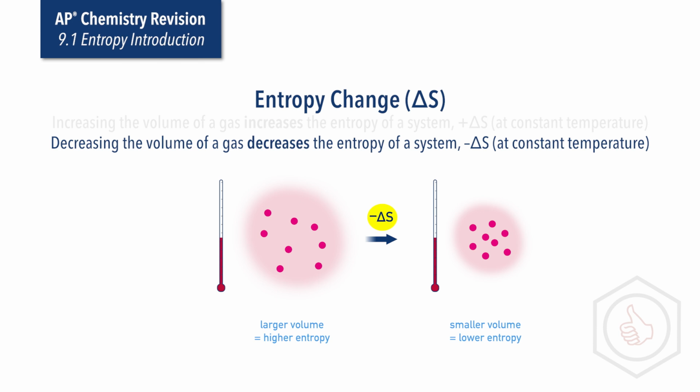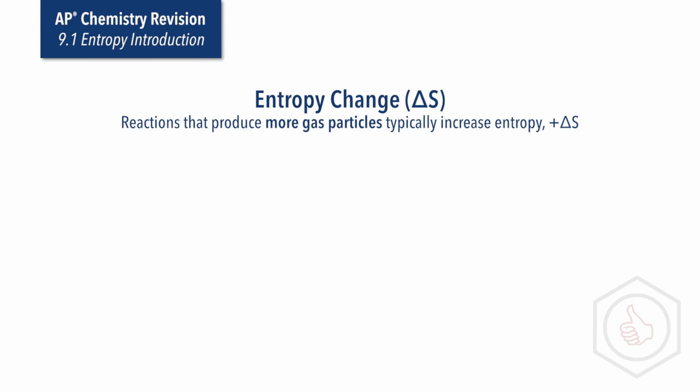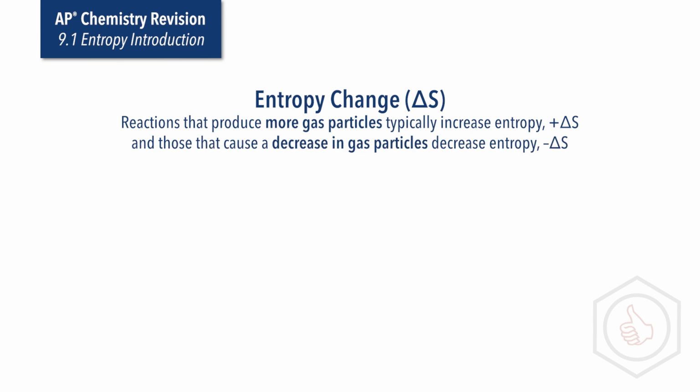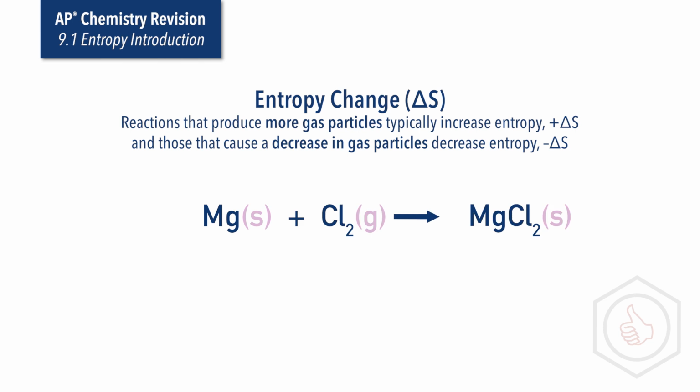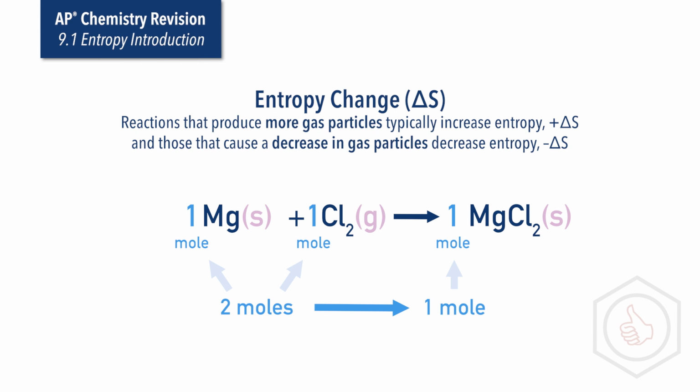Reactions that produce more gas particles typically have a positive entropy change, positive delta S, while those that cause a decrease in the number of gas particles present have a negative entropy change, negative delta S. For example, when solid magnesium reacts with chlorine gas, the total moles of particles decrease from 2 to 1, and more specifically, the moles of gas decrease from 1 to 0, meaning a decrease in entropy, negative delta S.